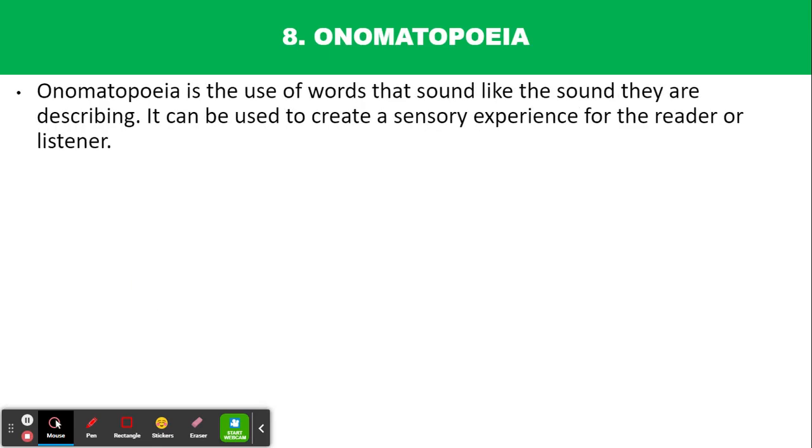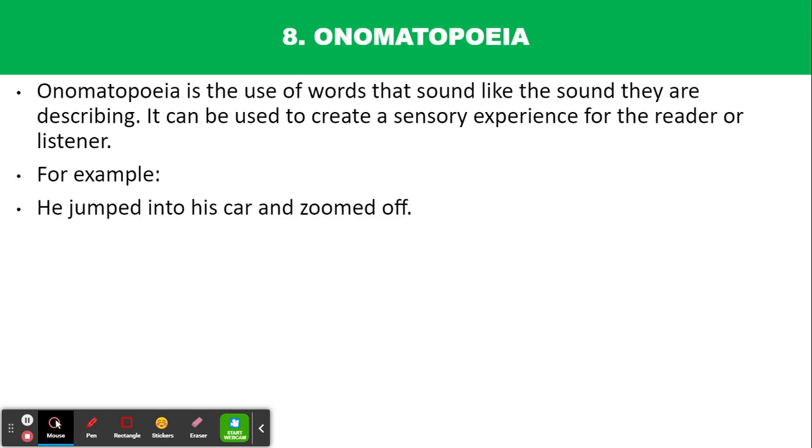Number 8, onomatopoeia. Onomatopoeia is the use of words that sound like the object they are describing. You know, it can be used to create a sensory experience for the reader or listener. For example, he jumped into his car and it blew up. Blew up describes the sound of the car moving out. He hit the water with a mighty splash. Splash describes the sound of the water.